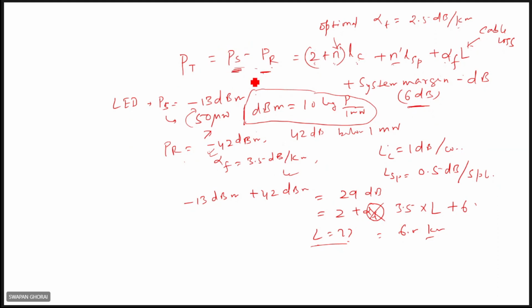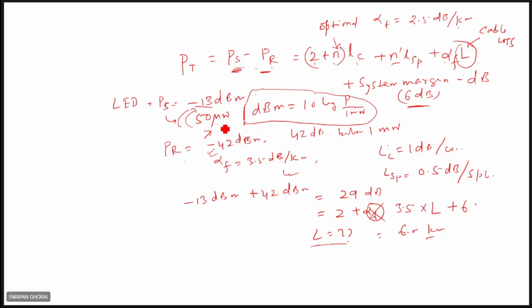So from these expressions, if all the parameters are known to you, then you can find out, with the chosen device components, what will be the maximum transmission distance L. Generally that is asked. For example, it is given here, the source is minus 13 dBm, actually 50 microwatt if you convert it. dBm equals 10 log of P by 1 milliwatt. PR, the receiver sensitivity, is minus 42 dBm.